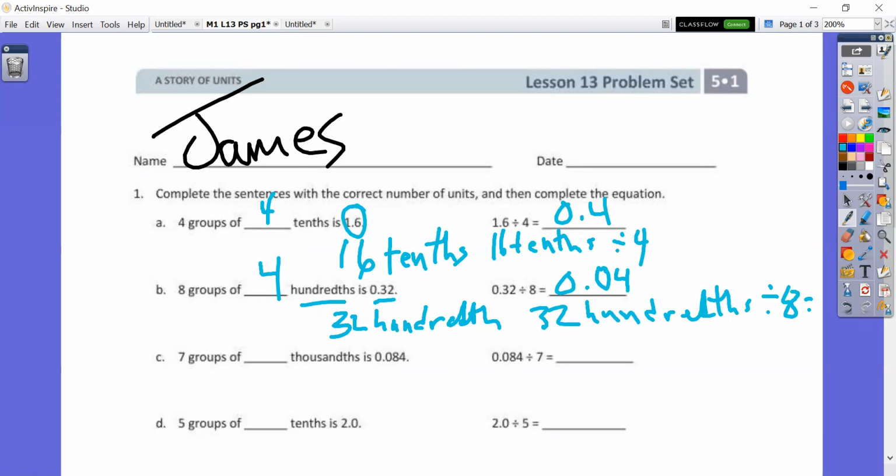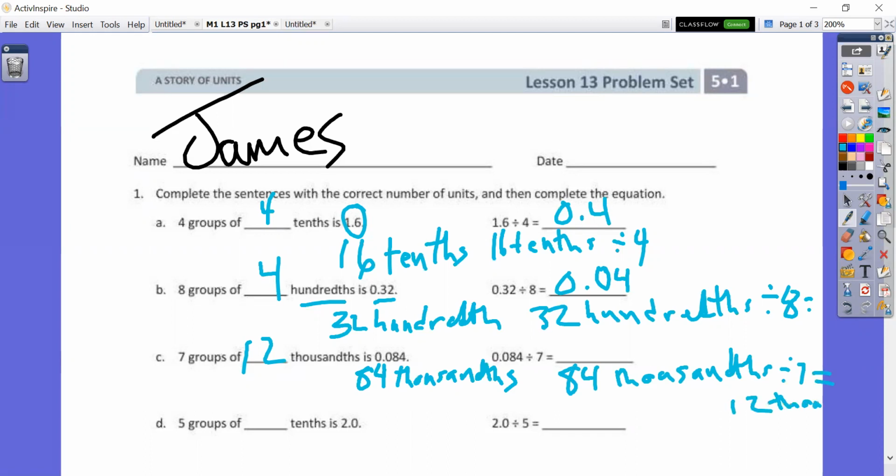Ooh, 7 groups of blank thousandths is 84/1000. So let's convert this, 84/1000. Well, 7 times 10 is 70, right? So let's do one more 7 than that. That would be 77, so that's 11 groups. Let's add one more 7 to that. Well, that's 84. So 7 groups of 12/1000 is 84/1000. And so we just have to think of that backwards now. 84/1000 divided by 7. Well, we know 7 times 12 is 84. So if we went backwards, it would be 12/1000. And 12/1000 looks like 0.012.